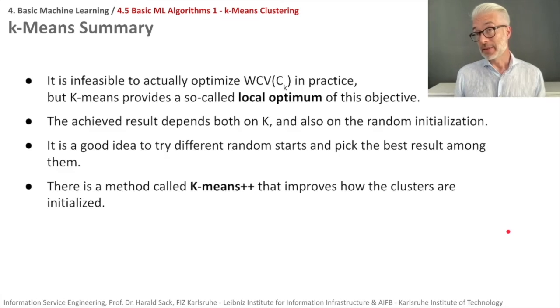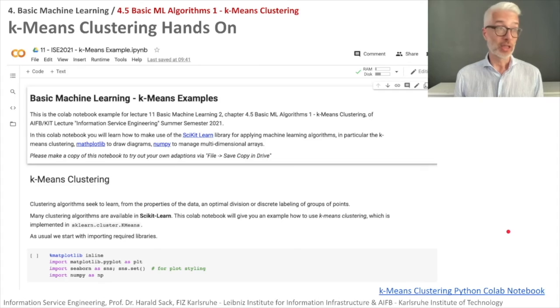Of course, since 1967, time has not stood still. There are several improvements of this algorithm. One of them, let's say the most prominent, is k-means++. And this improves how the clusters are initialized. And really to see k-means clustering at work, we have prepared a small notebook for you, which you can see then in the next section of the lecture. Before then, we switch to the next basic machine learning algorithm after that, which then will be linear regression.